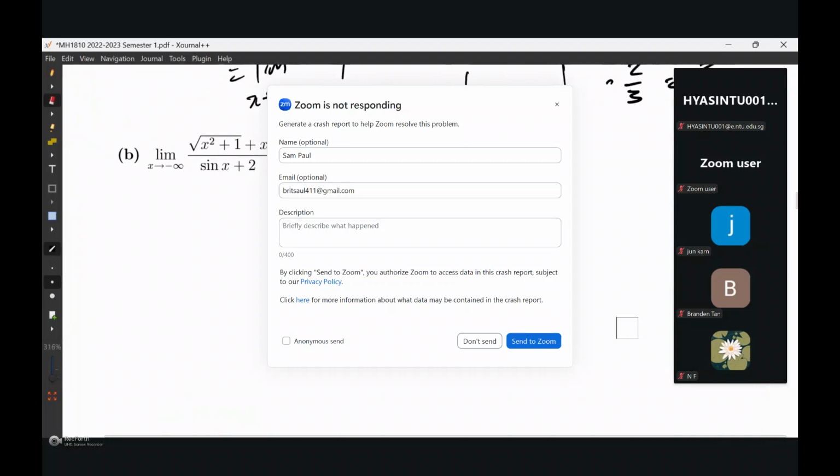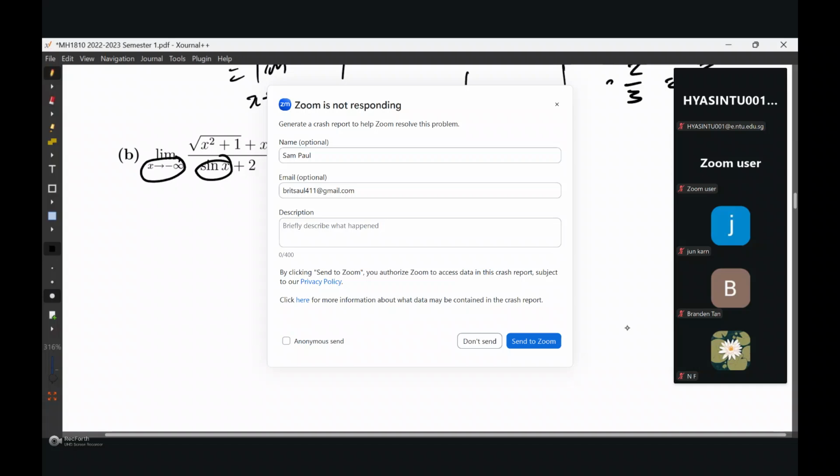Okay, so for part B, we have the limit of (square root of x squared plus 1, plus x) over (sine x plus 2). Here, the biggest hint is you have x approaching infinity and sine x. The moment you have this, you should think of squeeze theorem. There is almost no other way for you to solve this. Most other methods here will be wrong. In fact, I think all other methods here will be wrong. So that's a tip for you.